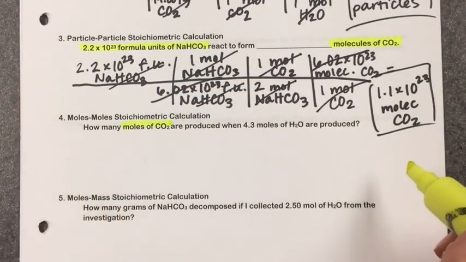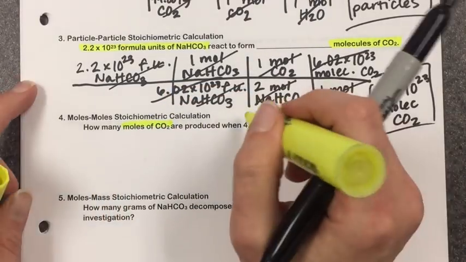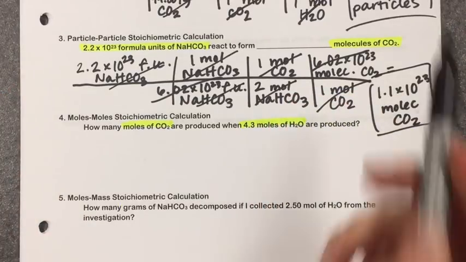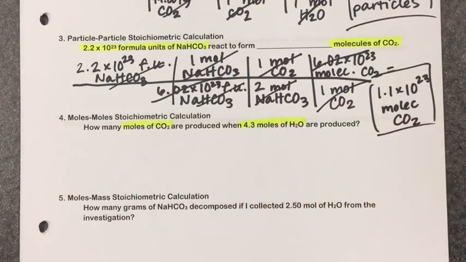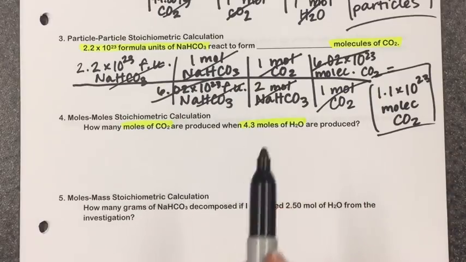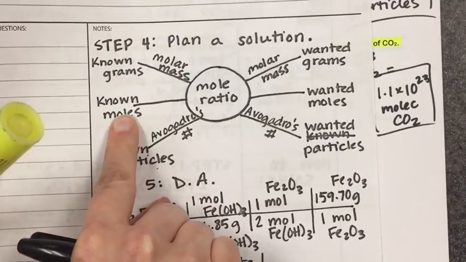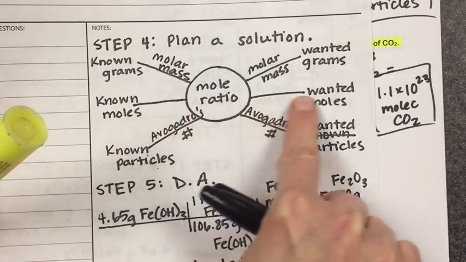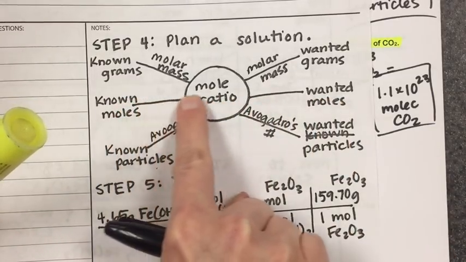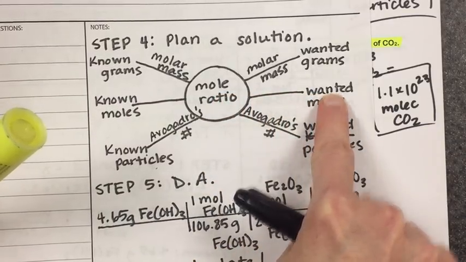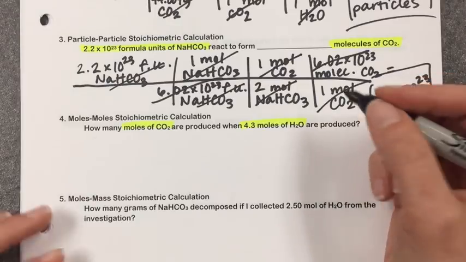So that's actually my wanted there. Are produced when 4.3 moles of H2O are produced. So we're starting with 4.3 moles of H2O and we're calculating moles of CO2. Now if I use my mole map, if I go from known amount of moles to wanted moles, the only conversion factor along the way is the mole ratio. That's it. So the only thing we're going to have to use is a mole ratio.